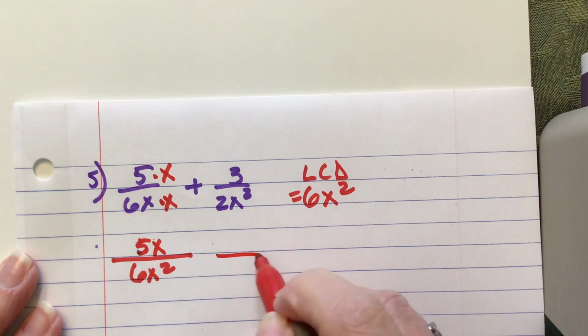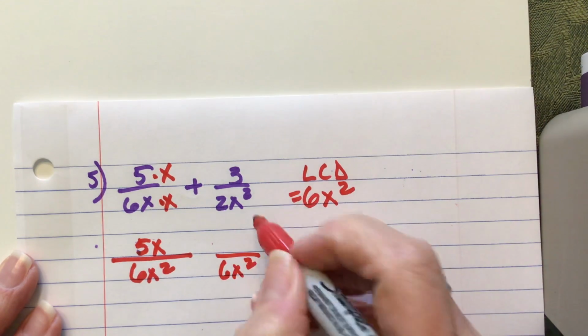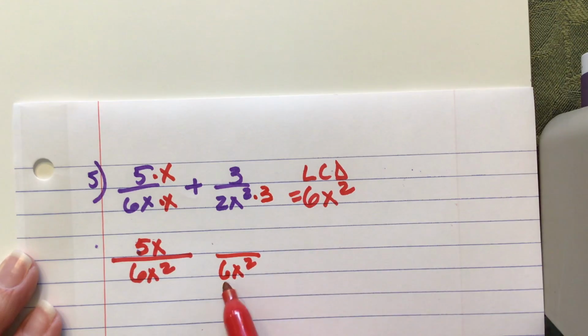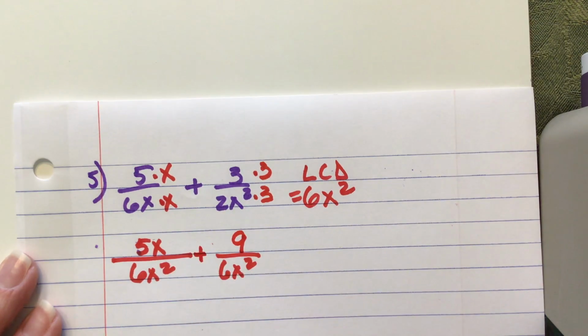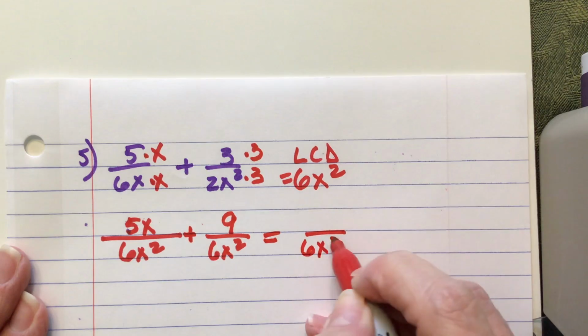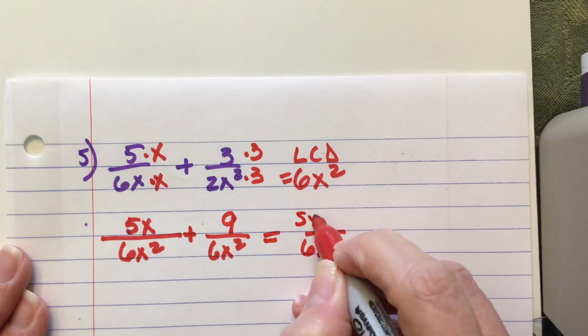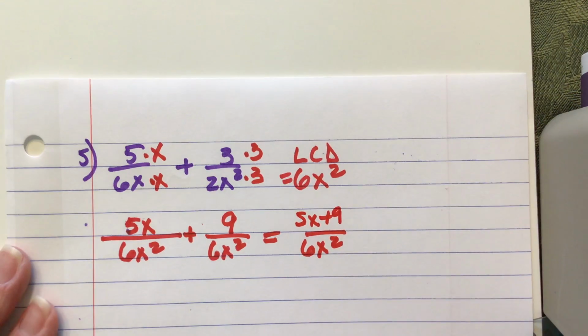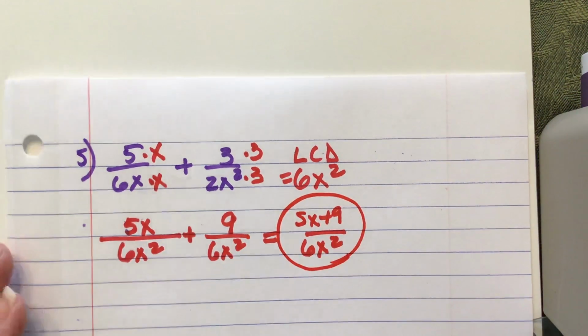Over here, I also need 6x squared. So 2 times 3 would give me the 6, and I already have my x squared, so I'm going to multiply top and bottom by 3. 3 times 3 is 9, and I'm adding these. So now I have my common denominator, 6x squared, and I'm just going to add my numerators, 5x plus 9, and nothing can reduce, so that's my final answer.